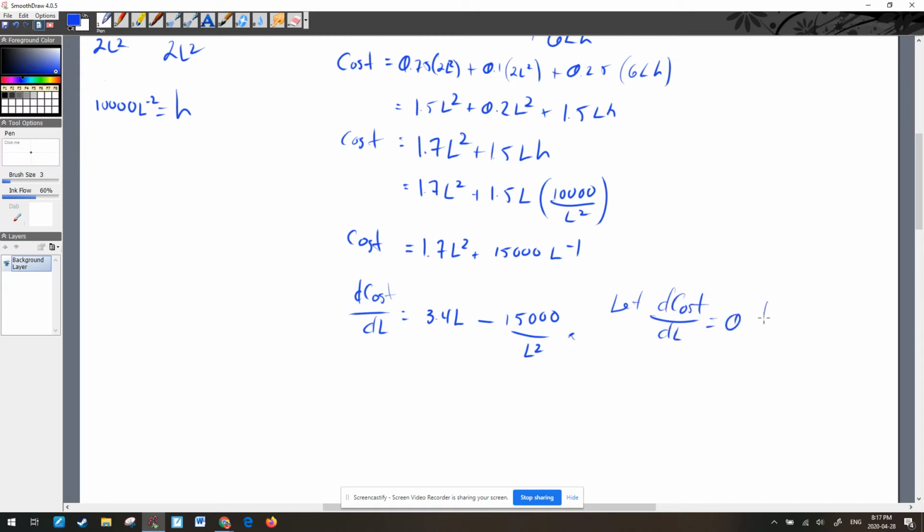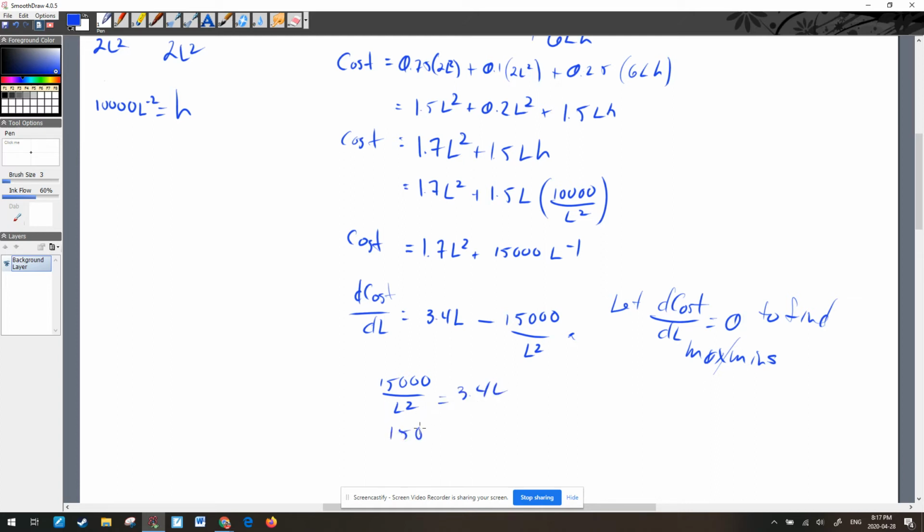Okay. So now I'm going to let dcost by dL equal 0 to find maxes, mins, or criticals, or optimize, whatever. We're going to set that equal to 0 and solve. So I'm going to pop that over, and we're going to get 15,000 over L squared is equal to 3.4L.